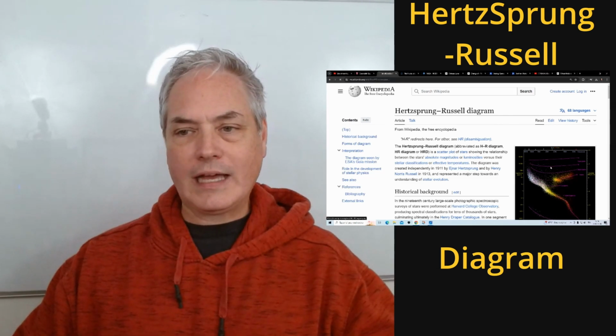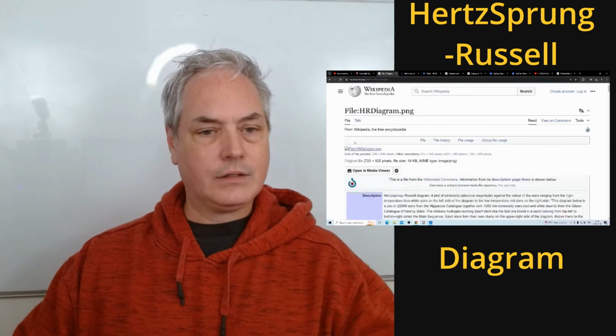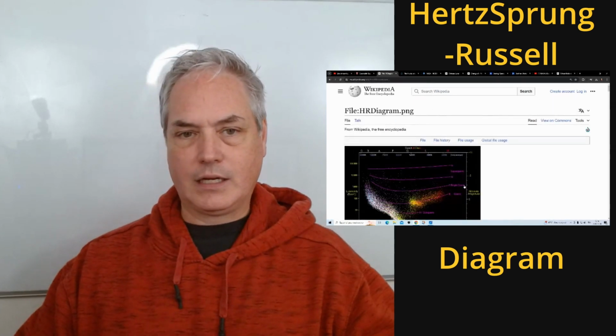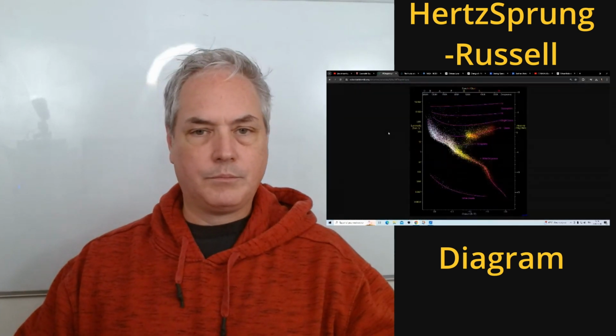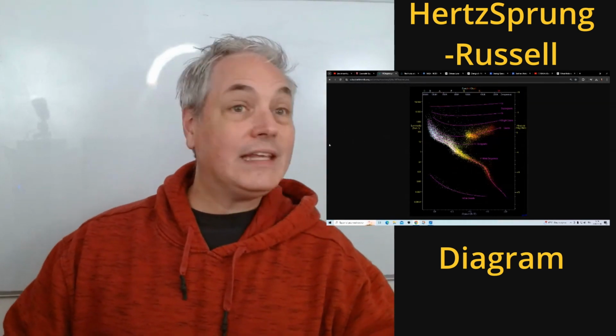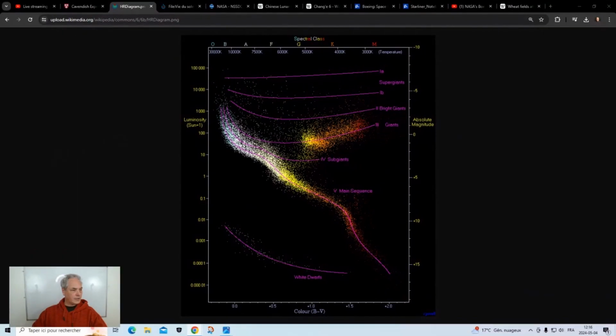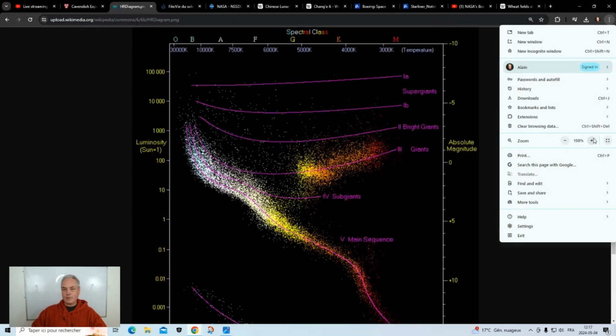So when we are looking at the diagram, oh, it has vanished. That is exciting. There we go. Perfect. So when you have the Hertzsprung-Russell, it's quite a mouthful. When you are talking about the Hertzsprung-Russell diagram, it's a diagram that puts stars with their characteristics. So if you look at this example here, I'm going to make this bigger.